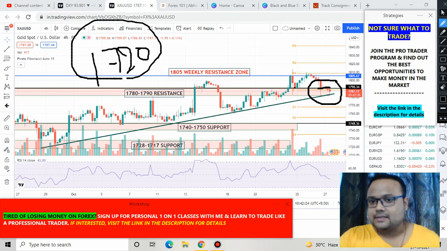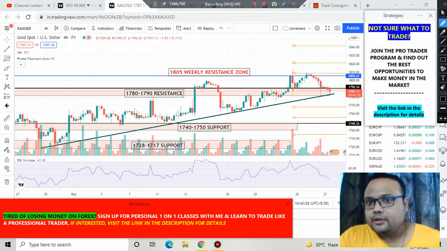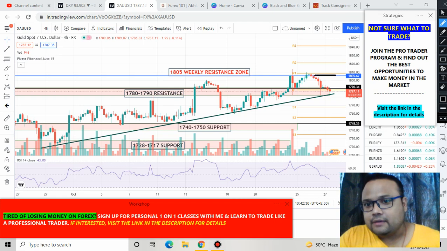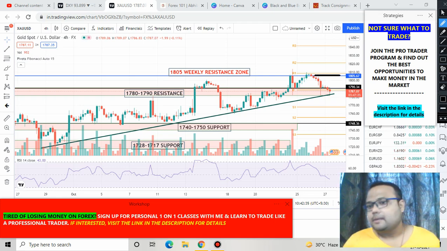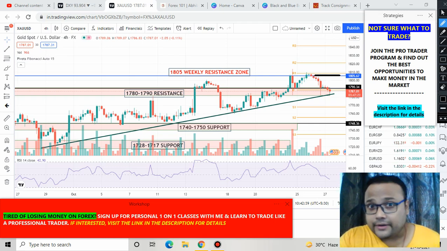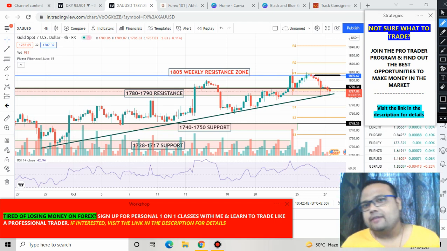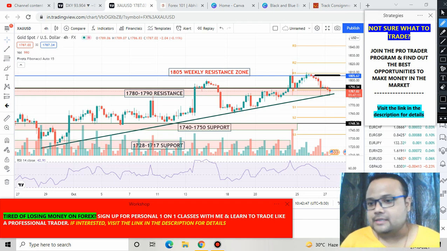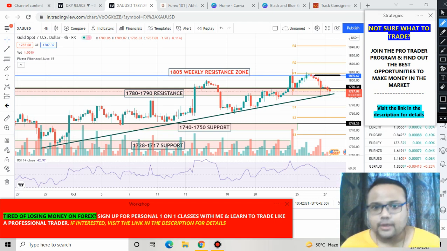This is my analysis. If you buy, then you should exit by the 1805 level, because you can see that previously also, whenever the market has gone up, it has faced resistance at 1805, because this is the weekly resistance level. So my dear friends, if you buy at 1790, 1791, 1792, then you must exit by the 1805 level. Keep in mind, this is your take profit target. So this is the only strategy that I have for you right now.